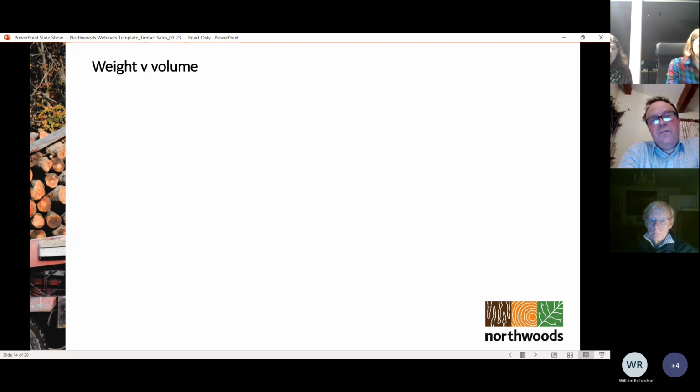Many years ago, there were volume sales, but that went out of fashion when timber prices were very, very low in the early 90s, late 90s and 2000s, and weight was used because it was a very, very simple way of measuring load. It was cheap to administer and it was easy to verify. So it is still, I would say, probably 98% of timber that is sold by weight.